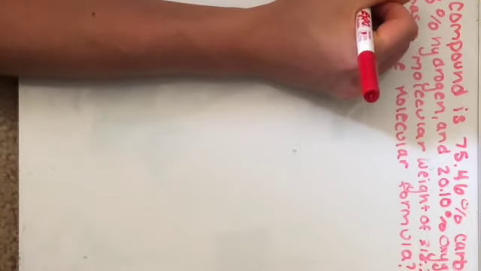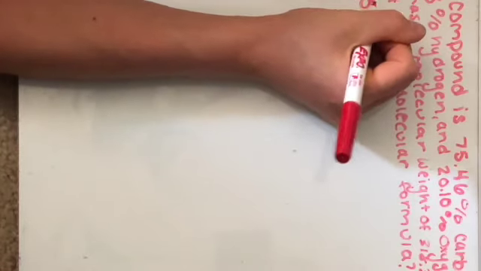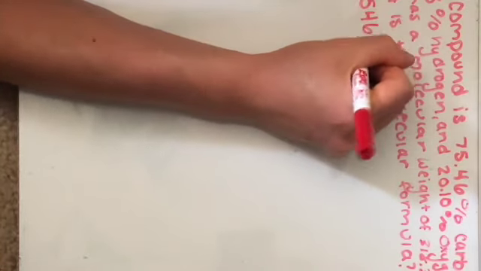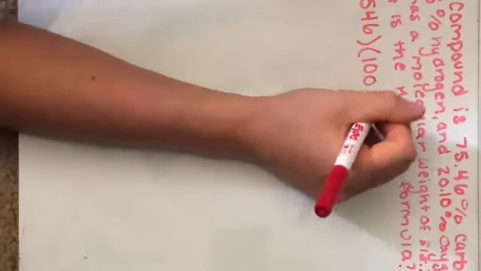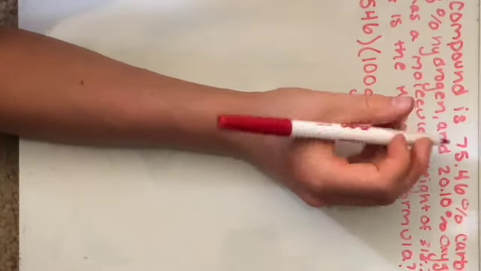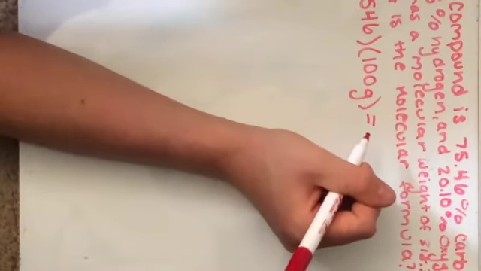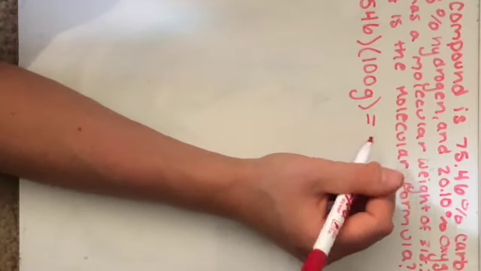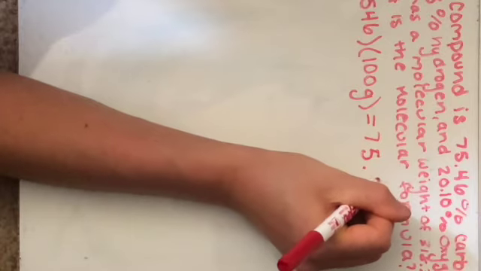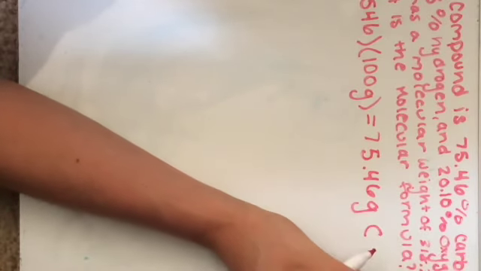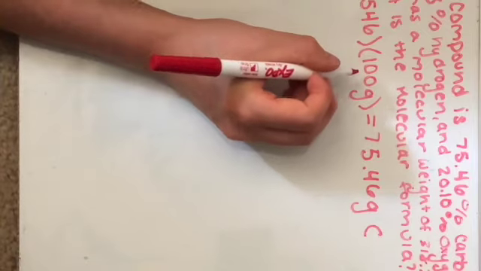So first we're going to start by getting the mass of each element by assuming a certain overall mass for the sample of 100 grams. So we're going to do this by multiplying these percentages. So this is for the grams of carbon. So this is going to equal 75.46 grams of carbon by multiplying that percent composition by 100 grams.